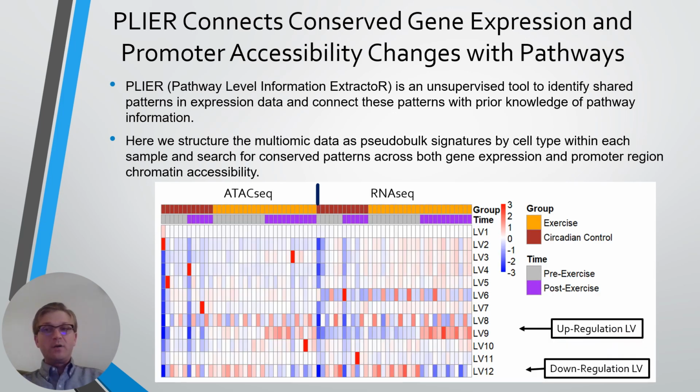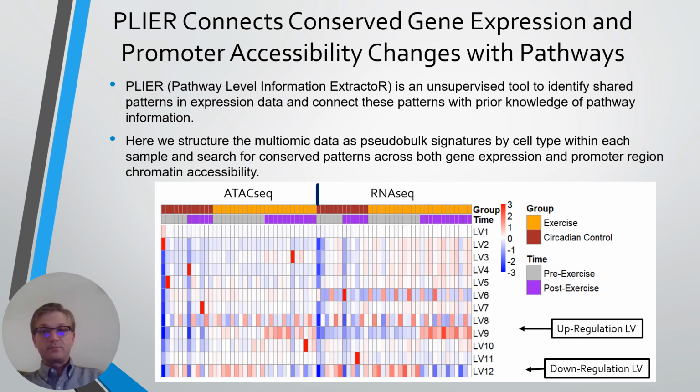PLIER identified 12 latent variables, or LVs, each representing a distinct pattern of expression across omes, cell types, and samples. The majority of LVs reflect a cell type or subject-specific expression profile. However, 2 LVs displayed patterns specific to exercise response, LV9 reflecting conserved upregulation across omes, and LV12 reflecting conserved downregulation across omes.